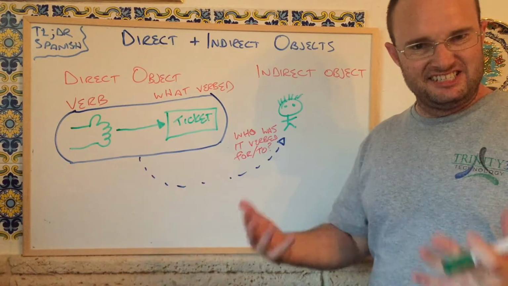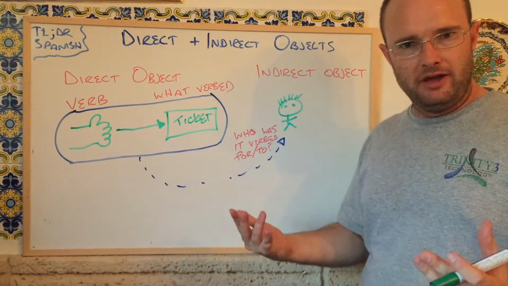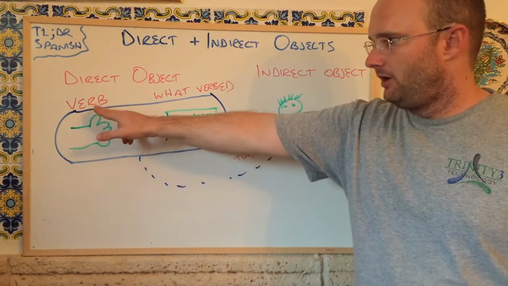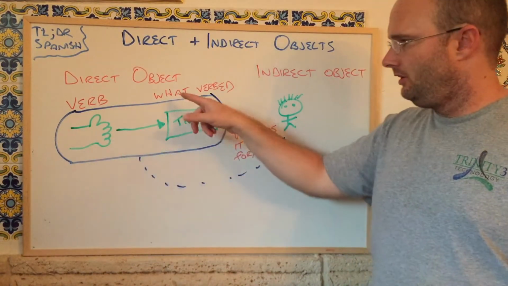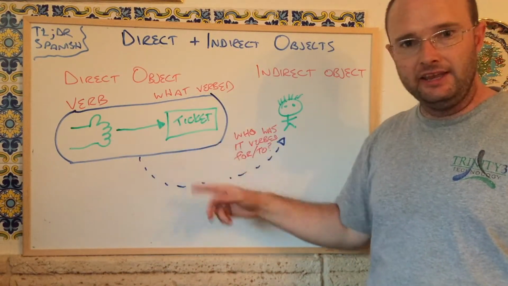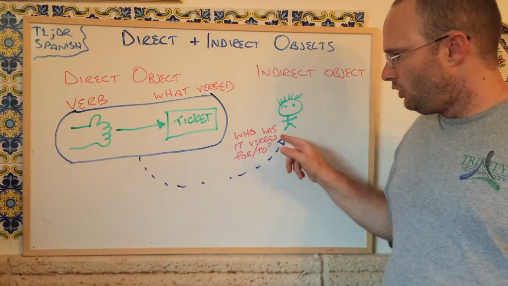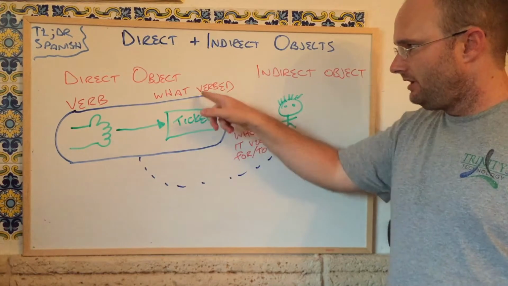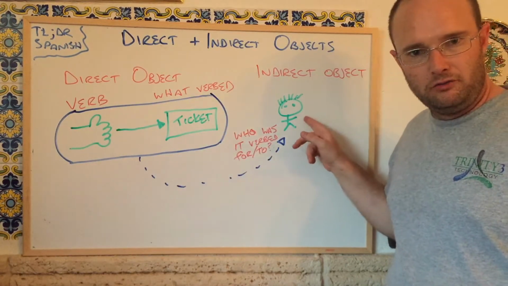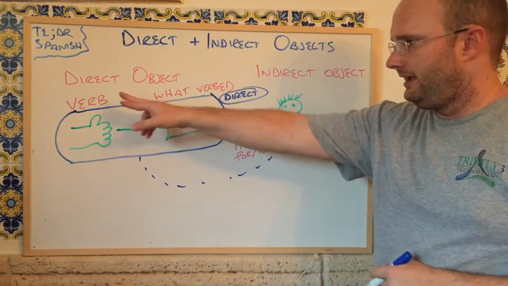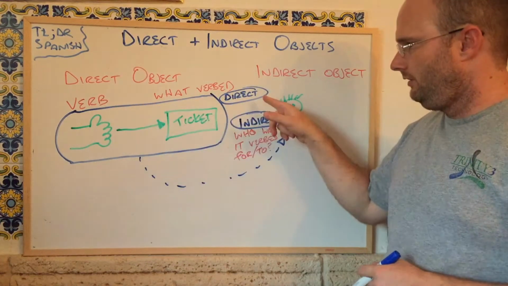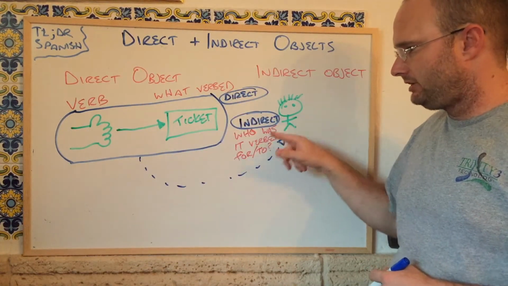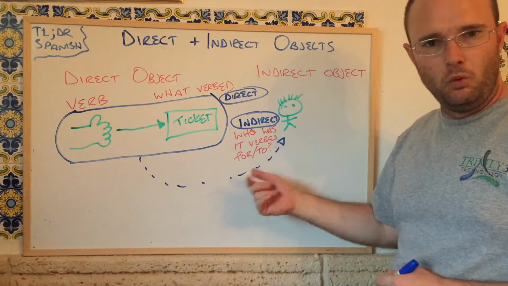If words and steps make more sense to you, think about it like this. You have three things in this. The verb, which is to give, what is verbed, the ticket is given, and then who was it verbed for or to? It was given to our friend. Things to identify in that would be the verb, the direct object, what is being verbed, and the indirect object. Who was it verbed for or to?